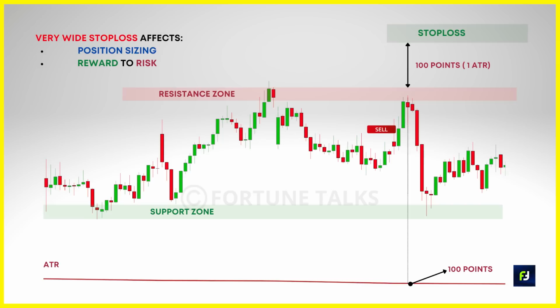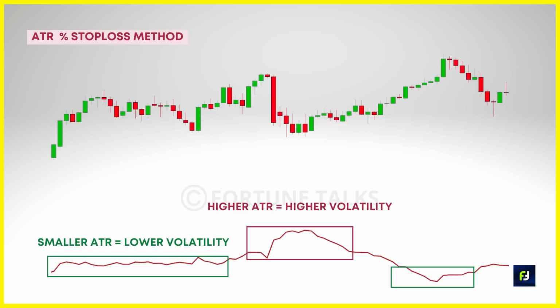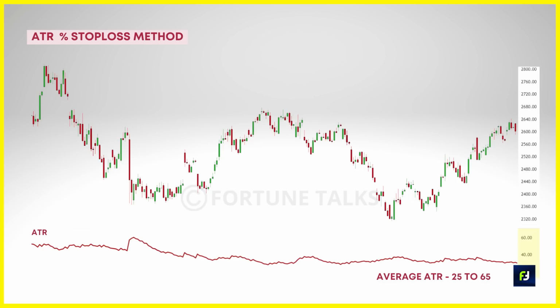That's when we have the second method, which is the ATR percentage stop loss method. As I have already mentioned, a higher ATR indicates a more volatile market, while a lower ATR value indicates a less volatile market. Now, by using a certain percentage of ATR, you can ensure your stop loss is dynamic and it changes appropriately with market conditions. For example, let's say for the first 4 weeks or first 4 days, depending upon the trading type and time frame that you follow, you notice that the average daily ATR range was around 25 to 65.